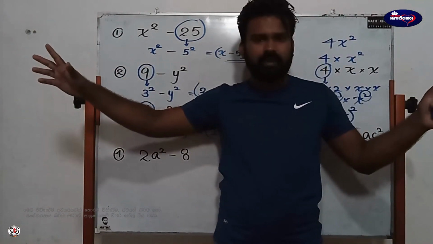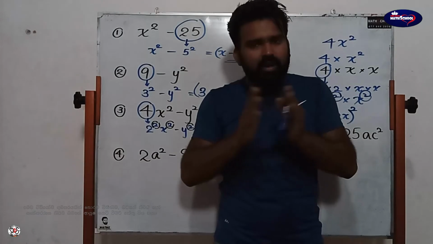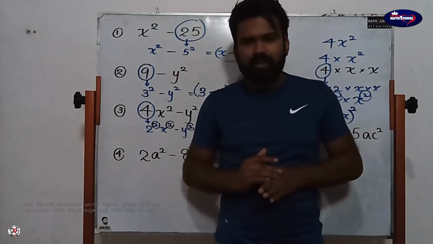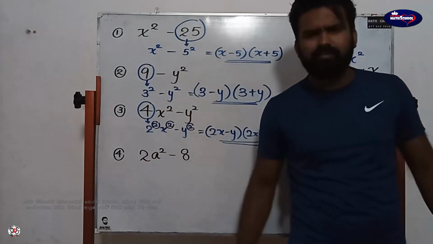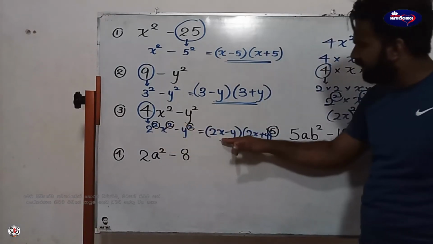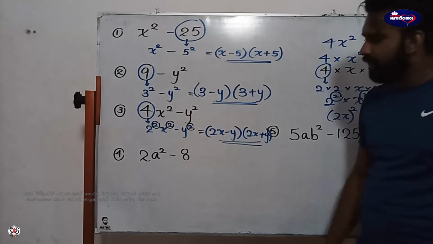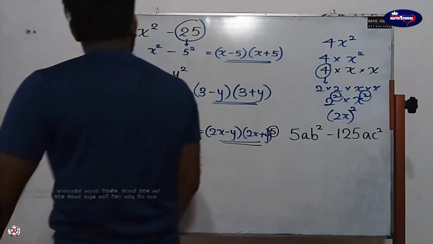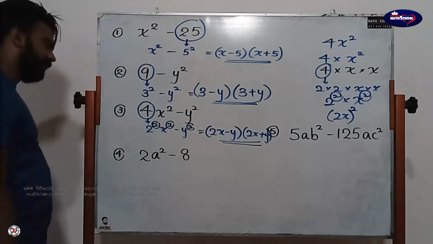Remember this: you should write down all the terms as squares. And in the middle of that there should be a minus symbol, that's all. So we have 2x minus y. The other one is 2x plus y. Okay. Then try the fourth one.